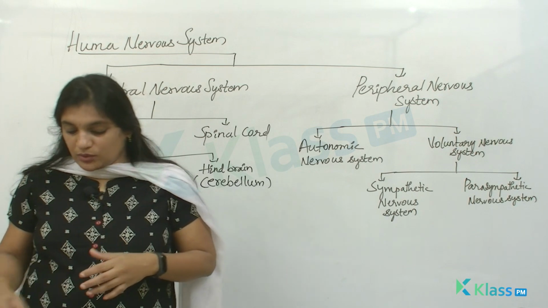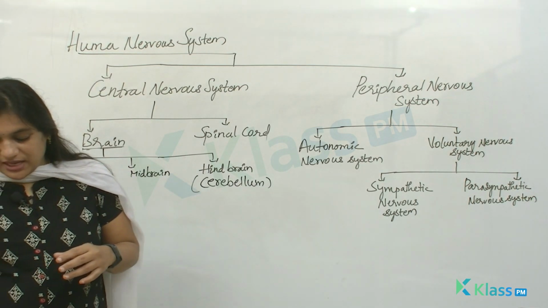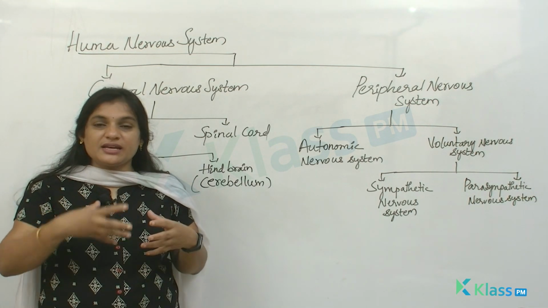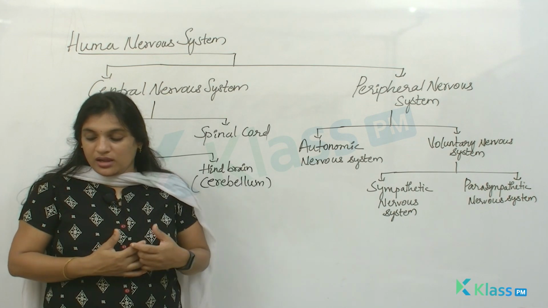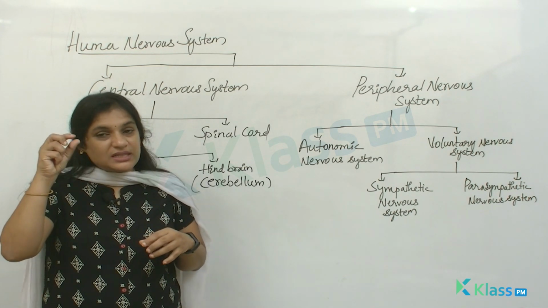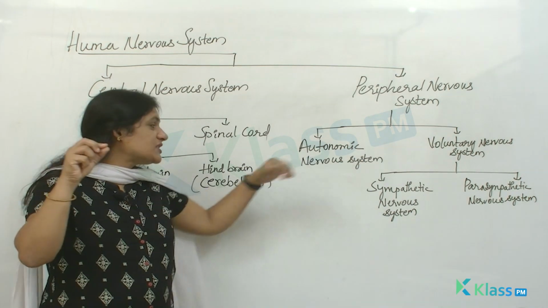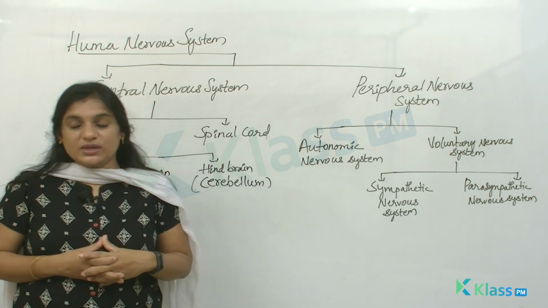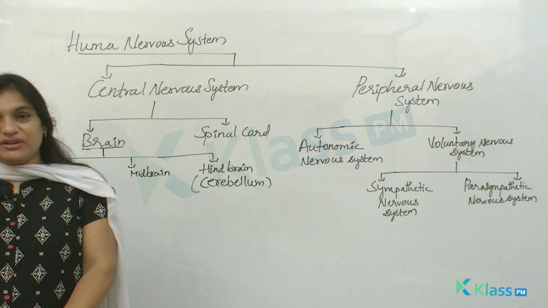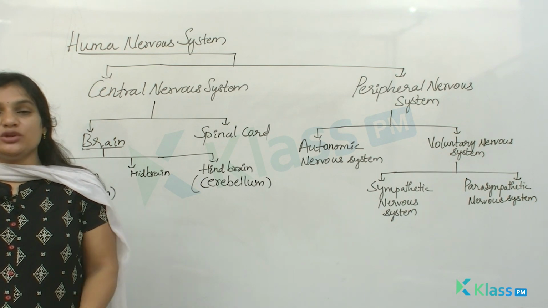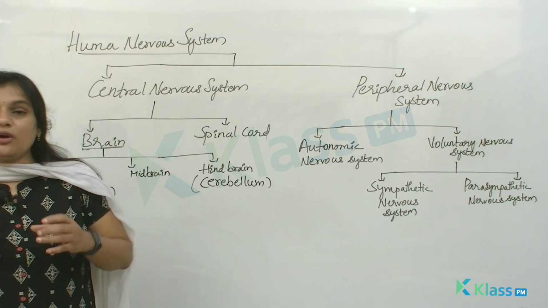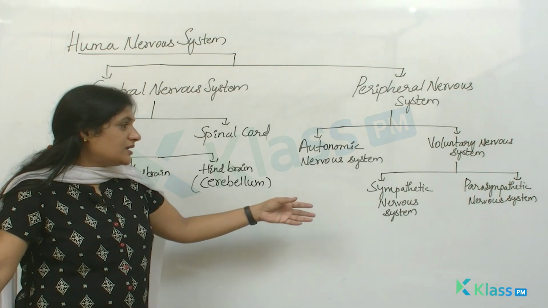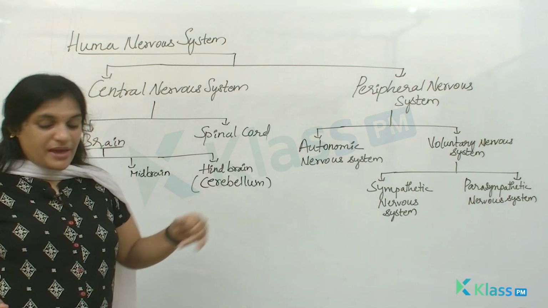When you talk about the voluntary nervous system, these are under the control of our will, where you see that these nerves arise from the central nervous system. So the brain will have control of all these neurons. And the autonomic nervous system is the one which is sympathetic and parasympathetic.